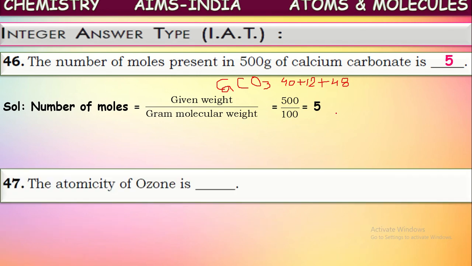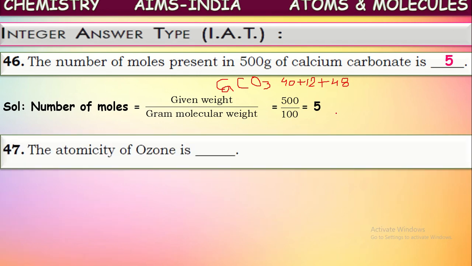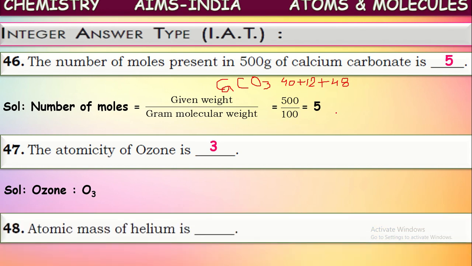Okay, next question. Atomicity of ozone is. What does atomicity mean? The number of atoms present in one molecule of an element. We know the molecular formula of ozone is O3, and there are 3 atoms of oxygen in each molecule. Hence, the atomicity of ozone will be 3. Got it? Next one. Atomic mass of helium.